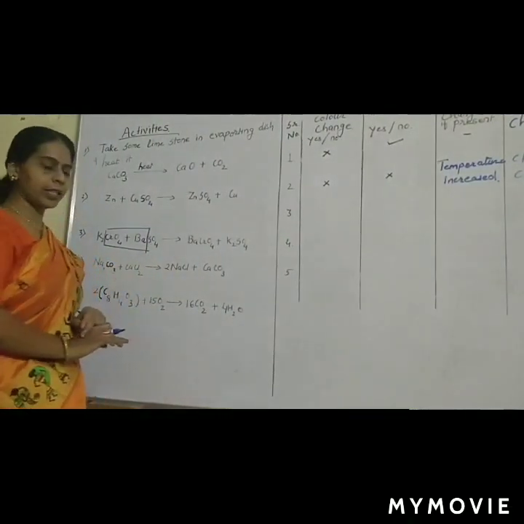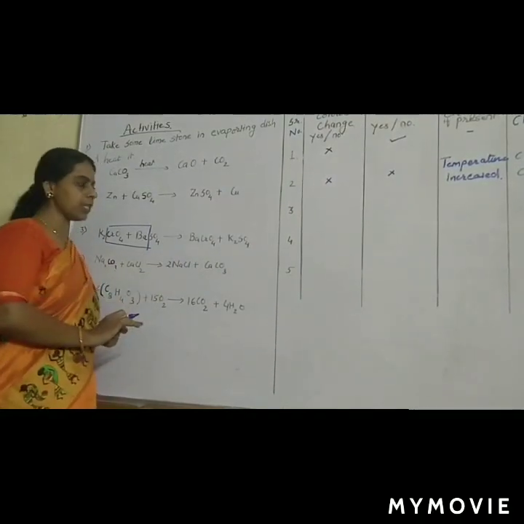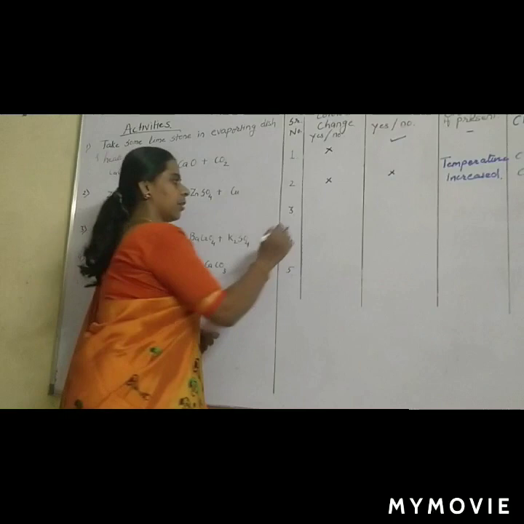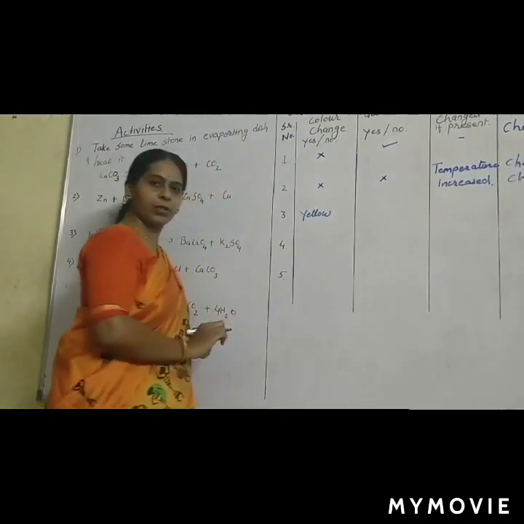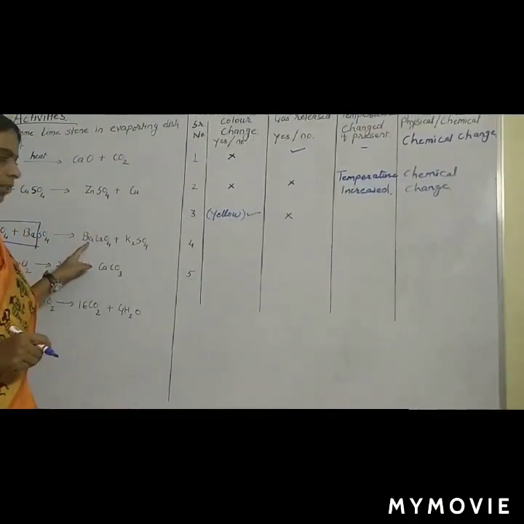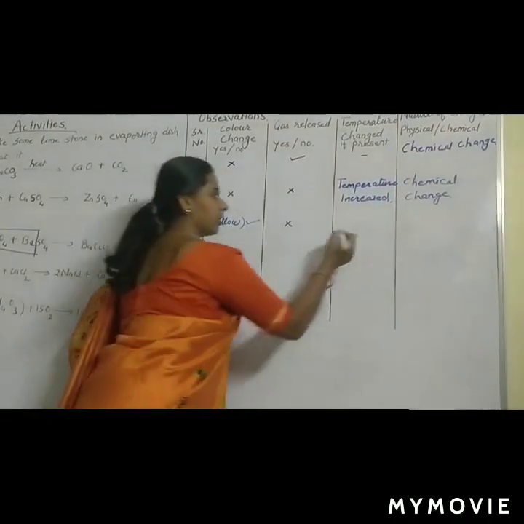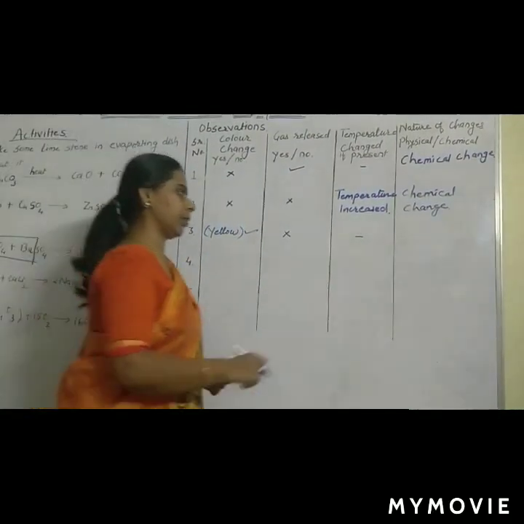Now color change during that reaction. Barium sulfate is white in color, but barium chromate is yellowish in color. So the color will be yellow here. Is there any gas released during that change? No, there is no gas released. Now temperature: there is no change in temperature. And this is again an example of chemical change.